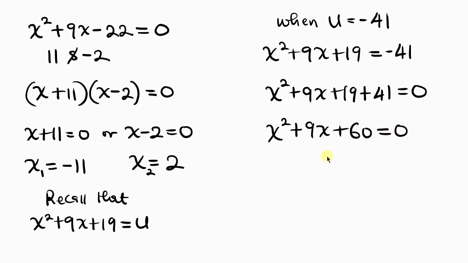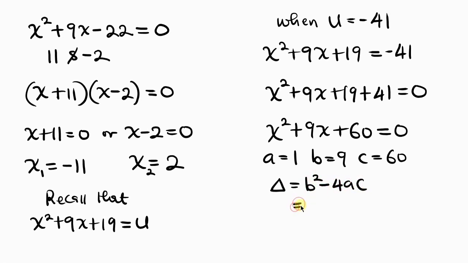Well, looking at this quadratic equation, this is not factorizable. So we're going to be testing if we have real solutions, because we are only interested in real solutions. Our a for this quadratic equation is the coefficient of x squared, and that's 1. Our b is the coefficient of x, and that is 9. And our c is 60, which is the constant term. So we're going to be looking for the discriminant. The discriminant is equal to b squared minus 4ac.